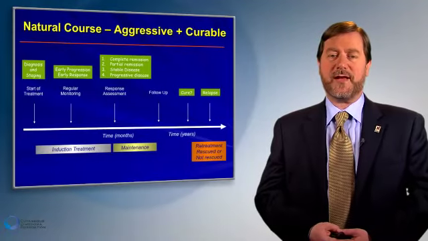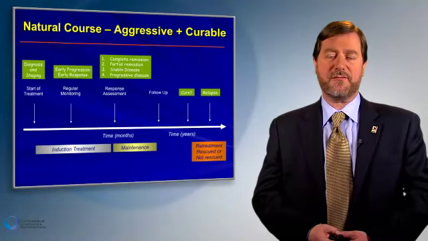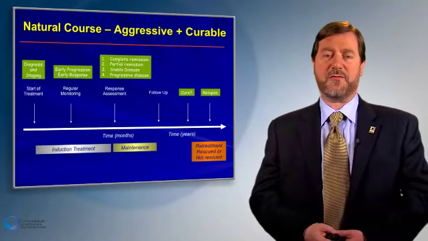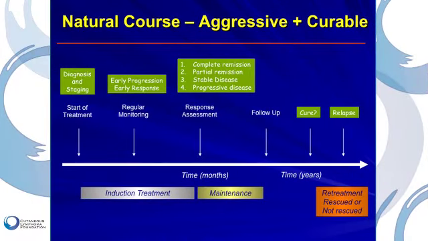A couple of slides on the natural course of the disease in aggressive lymphomas and in indolent lymphomas. The first slide is on the aggressive lymphomas. The patient starts with an initial diagnosis and staging. Then there is sometimes an interim analysis of the response while the patient is going through so-called induction treatment.